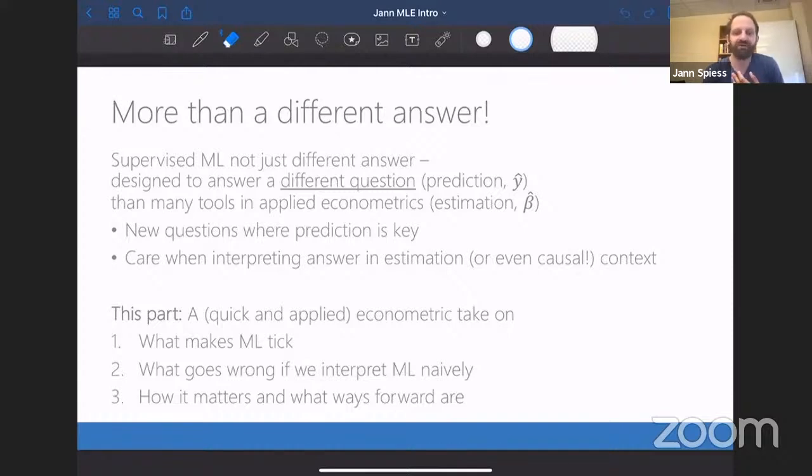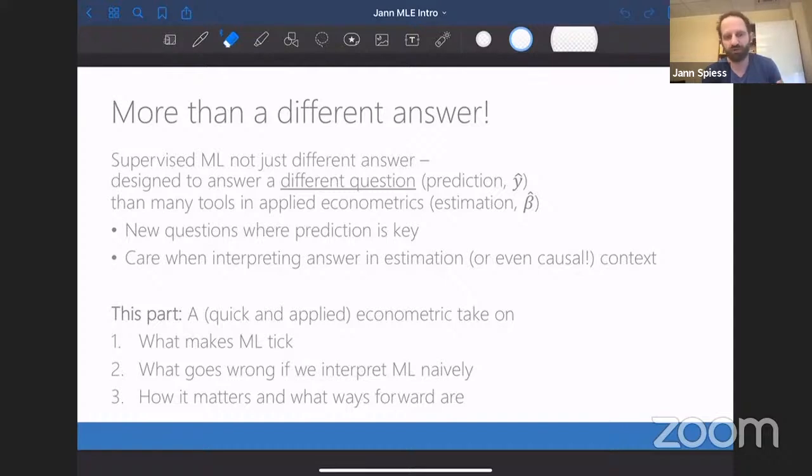And so that allows us to go in two directions. First of all, as Sendhil pointed out, it allows us to tackle new questions where we really need a good predictor, and prediction is key. But second, it also requires a lot of care when we interpret the output of a machine learning exercise in terms of estimation or even in terms of causation.